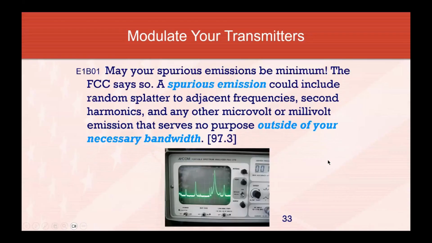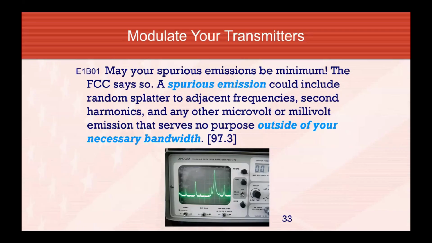May your spurious emissions be minimum. Amen. FCC says it needs to be that way, and they're very picky about that. Spurious emissions is random splatter, things that we generate that we didn't intend to generate. For example, as we said earlier, if we're overmodulating our FM transmitter, if our deviation is set too high, we would generate these spurs or these little frequency pop-ups on either side of our main signal. You'll see that in the picture that they have there.